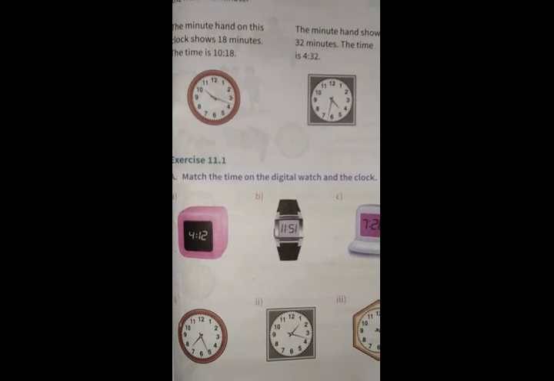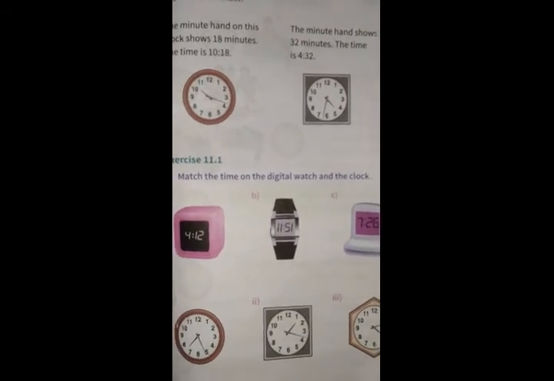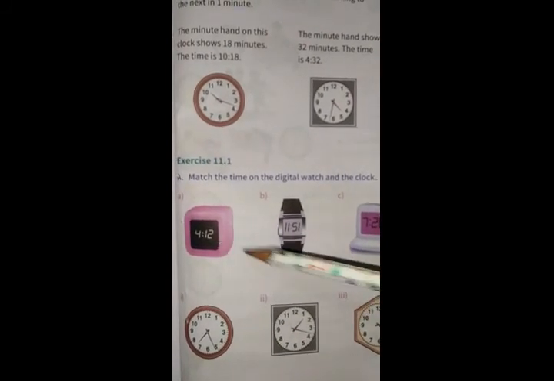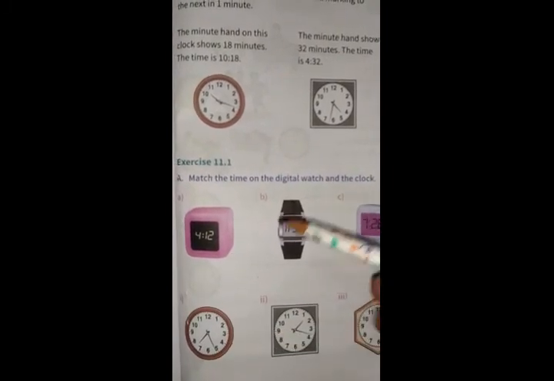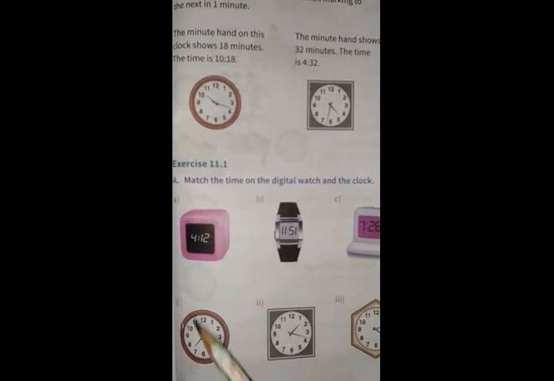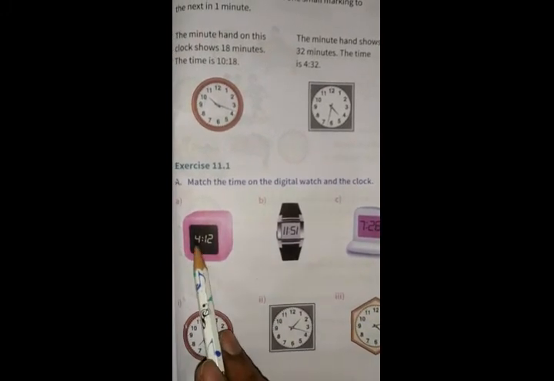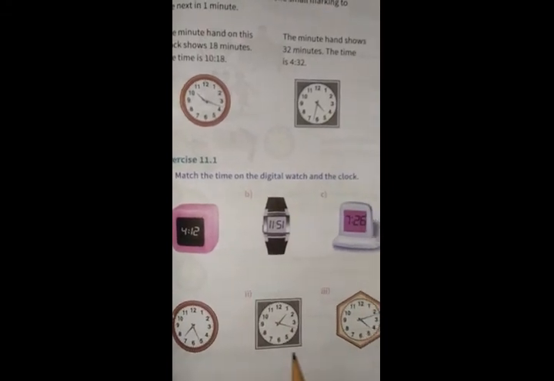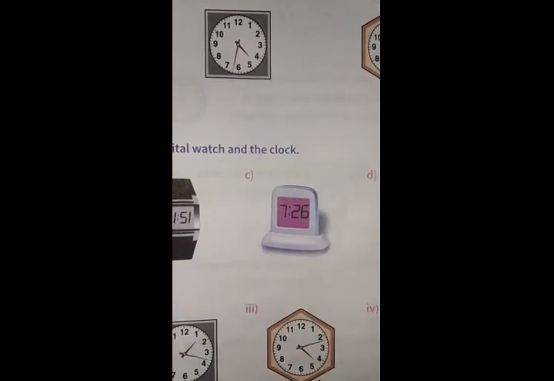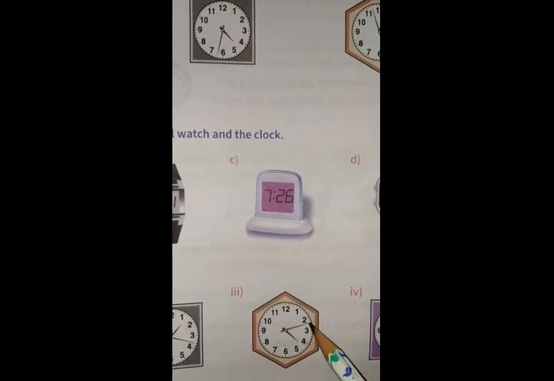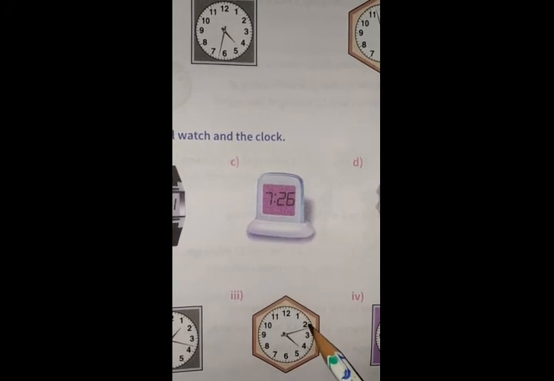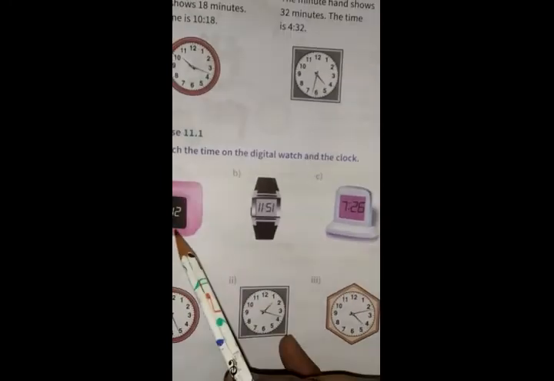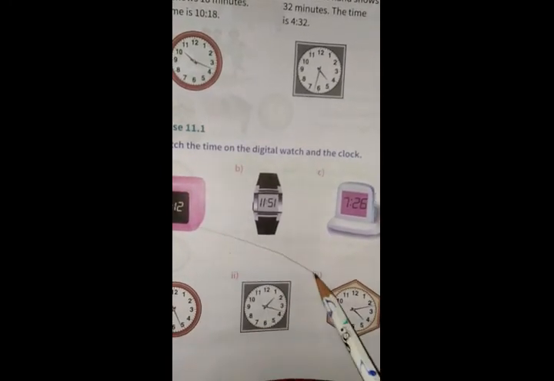Exercise 11.1, match the time on the digital watch and the clock. There are two types of clock, digital watch and analog clock. So we have to match the time in these two clocks. This is 4:12. Now 4:12 is this. The hour hand is at 4 and the minute hand is pointing to 12. Up to 2 you have reached 10, then 11, 12. So this is 4:12. So we will match this to this clock.